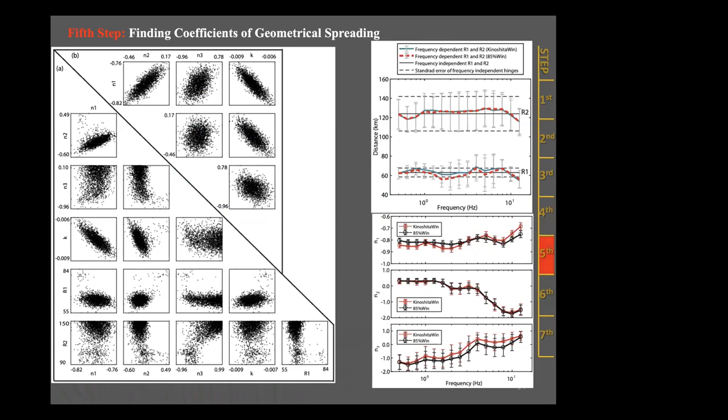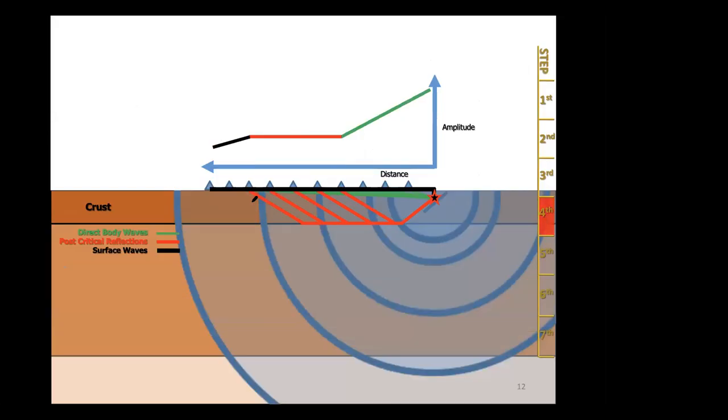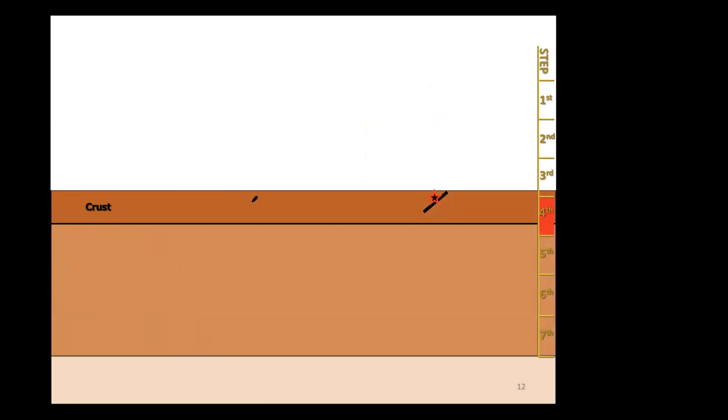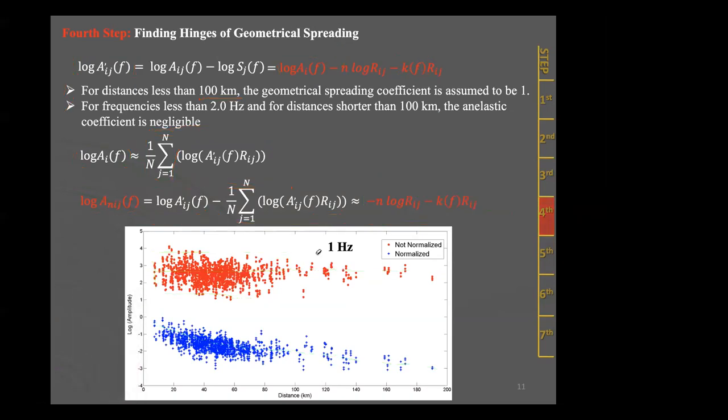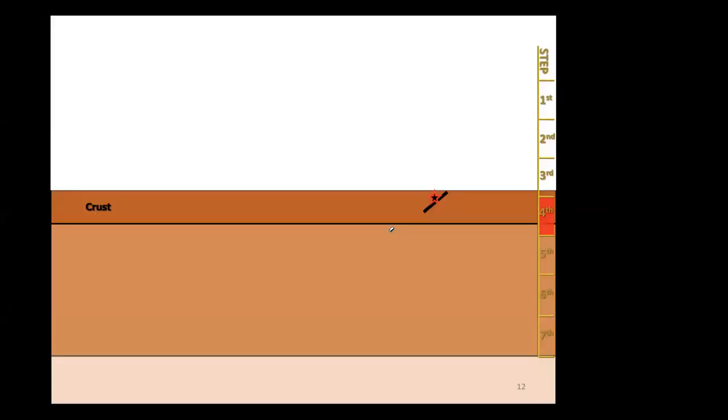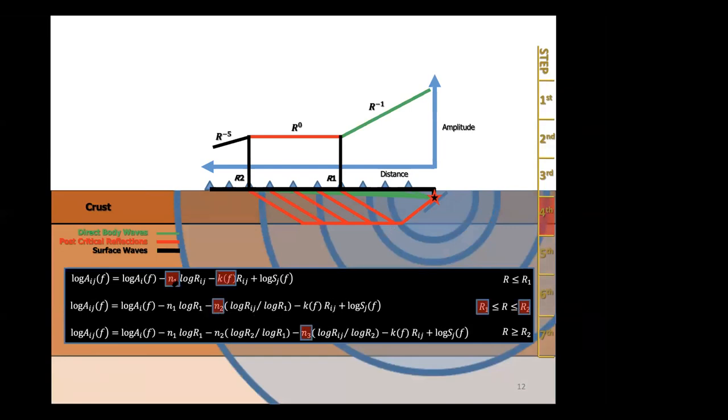So I don't know if you remember this equation, the final equation here. We already have these terms here, and we want to estimate them. But the point is that the equation is more complicated. K is as simple as this one, but N is different for different parameters. So we have N1, N2, N3, R1, and R2 to be estimated. R1, R2, N1, N2, and N3 are the geometrical spreading factors to be estimated, and R1 and R2 are called hinges.